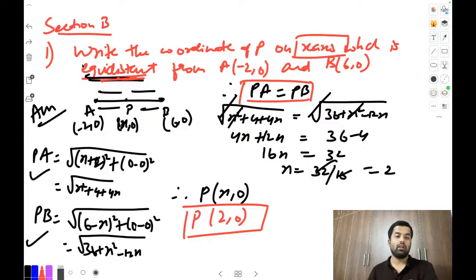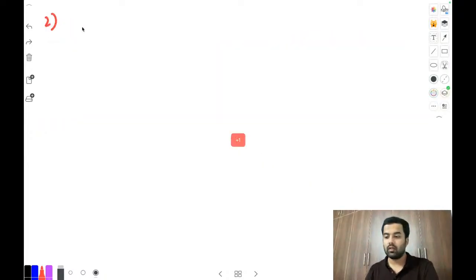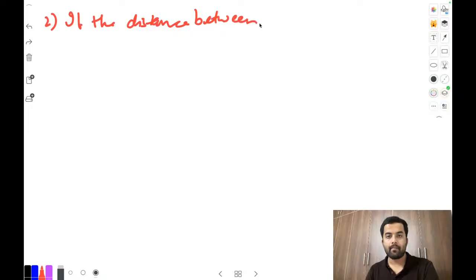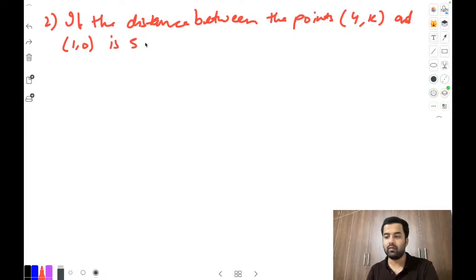Question number 2 is, if the distance between the points 4 comma k and 1 comma 0 is 5, find the value of k.